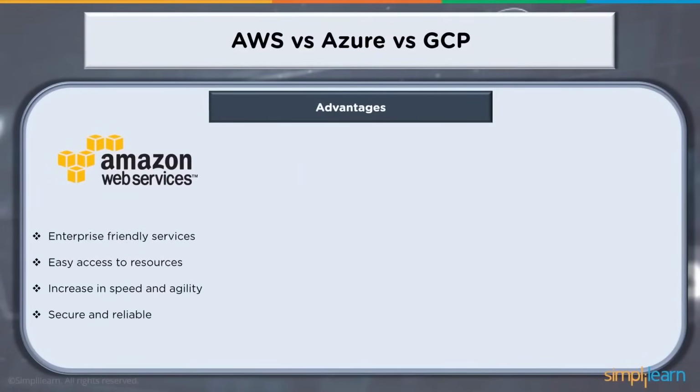When it comes to advantages, Amazon Web Services has enterprise-friendly services, easy access to resources, an increase in speed and agility, and that too on demand, and it takes care of the security and reliability of the resources which are offered.